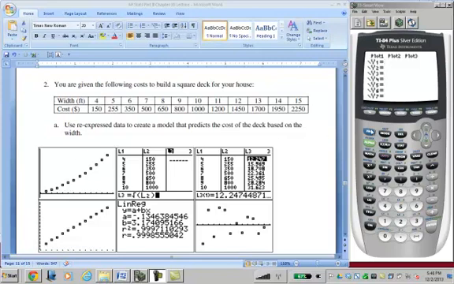Here's the scatter plot. Again, I'll go through the steps. Second y equals. So I've already done this. L1, L2, zoom 9. Didn't... What did I not turn it on? What did I do wrong here? It's not turned on. Turn it on. Zoom 9. Okay. All right.